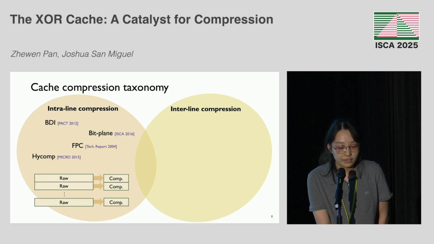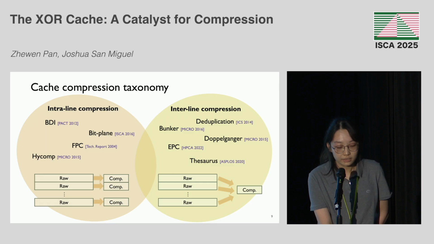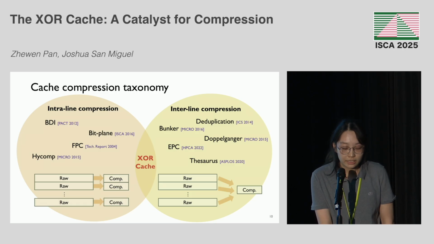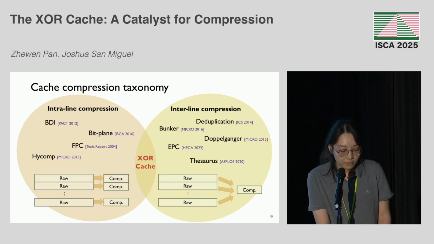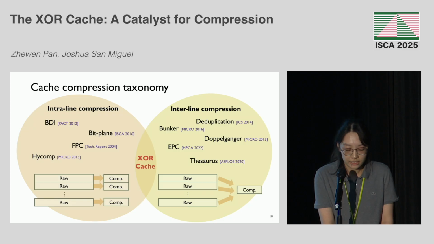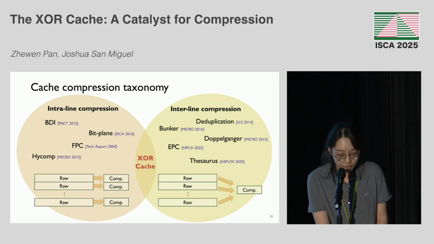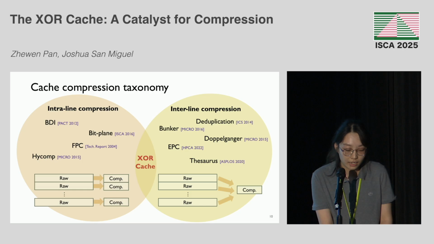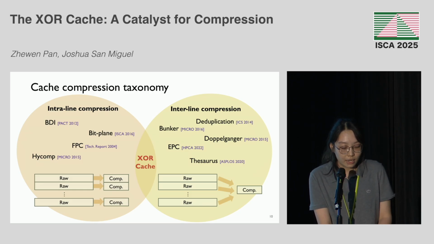Intra-line compressors take advantage of redundancy within individual cache lines, while inter-line compression exploits redundancy across multiple lines. Our work sits in between, exploiting the synergy between the two. At a high level, it performs inter-line XOR compression, leveraging redundancy from private caching and inclusion, which is common in today's cache hierarchy. When combined with other techniques, it can further enhance the compression ratio.